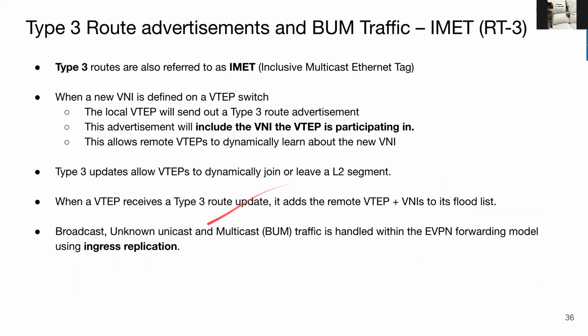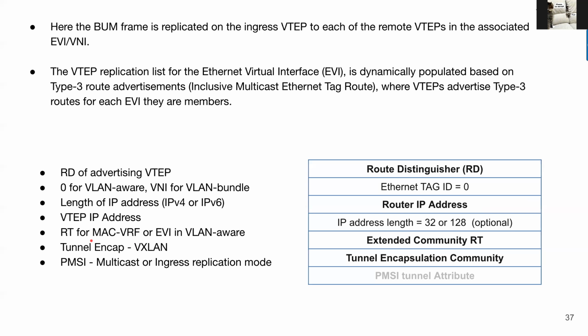And just to add this last bit, if we do get an unknown unicast packet, for example, then we will use ingress replication. What we'll do is make the number of copies needed to go to each one of the remote VTEPs in our flood list.